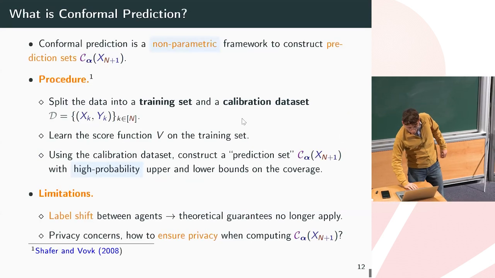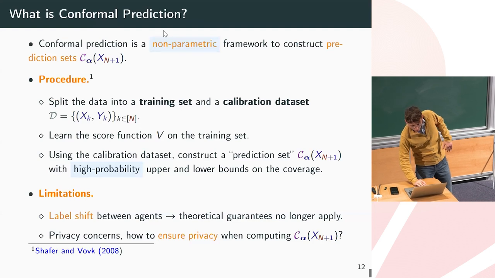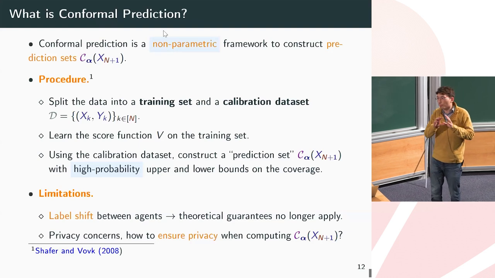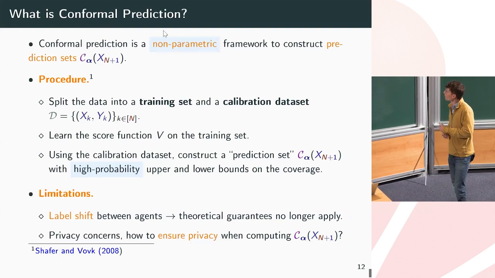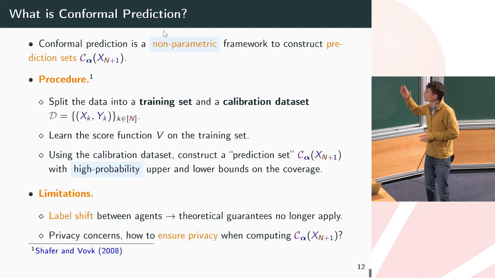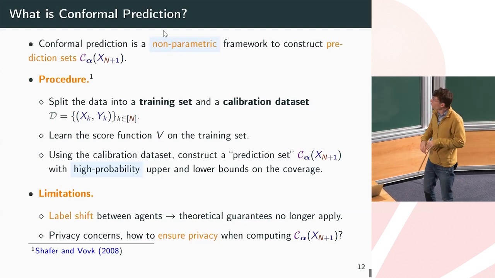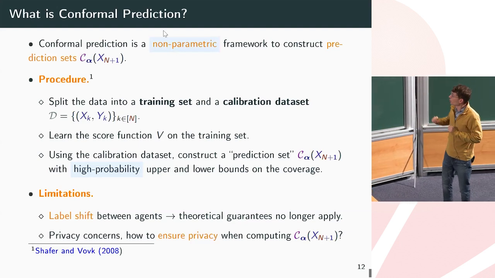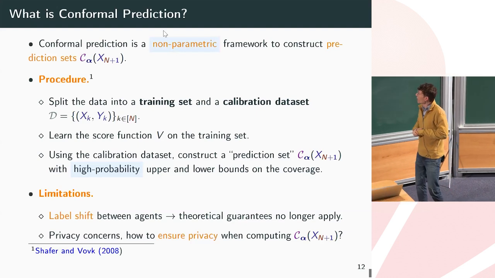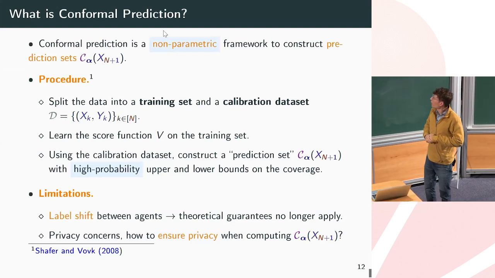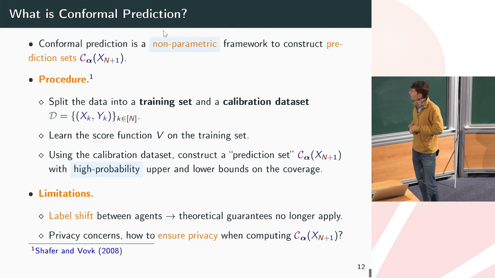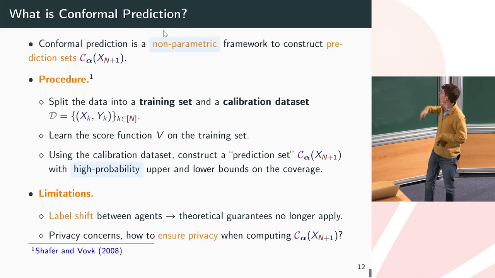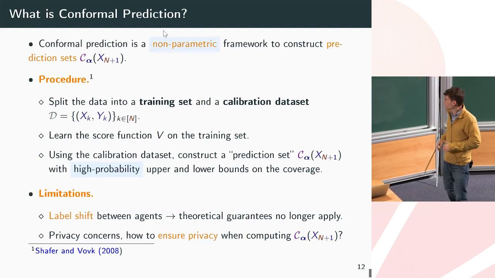And so, as we mentioned, conformal prediction is a parametric setting. And the split conformal prediction is a subfield inside conformal prediction. It's the easiest to get, so it's why I will present it today. So you start from a data set and you split it into a training and a calibration data set. We'll denote D the calibration data set. And then you learn a score function, also called the conformity score function V, on the training data set. And you use the calibration data set to compute your prediction set and to compute the quantile.